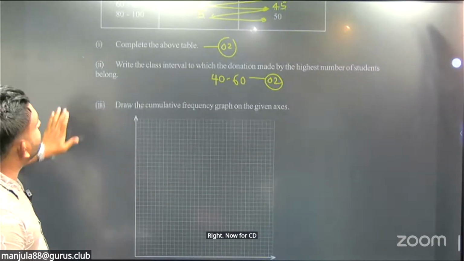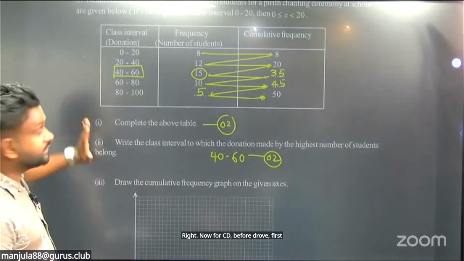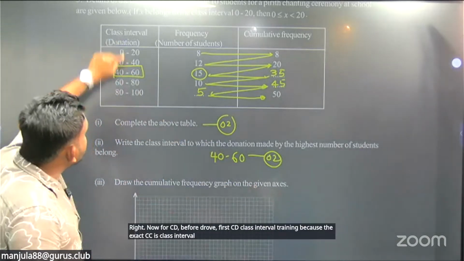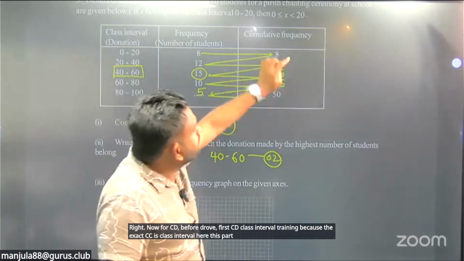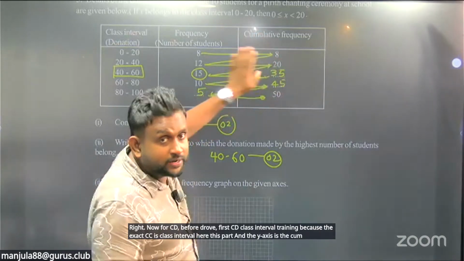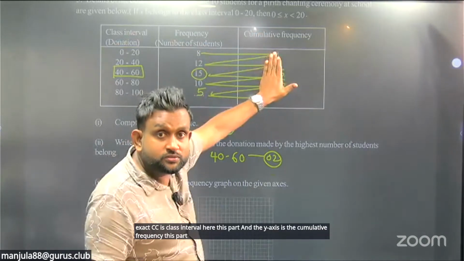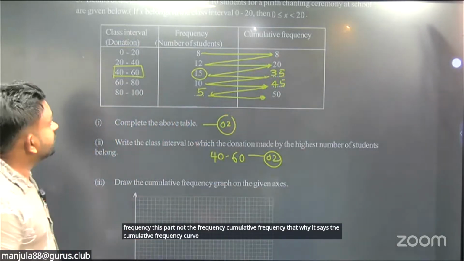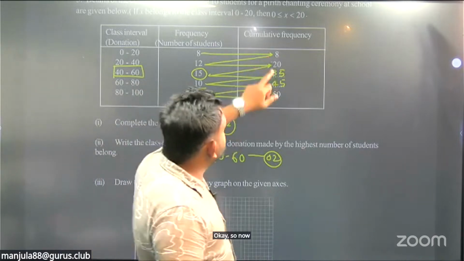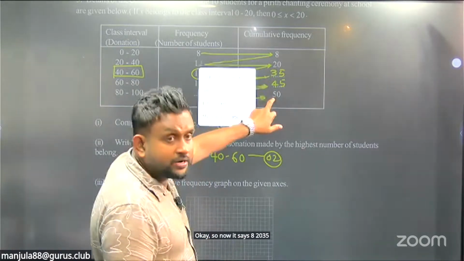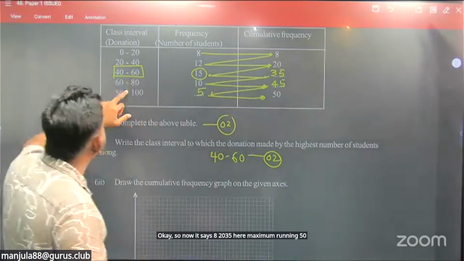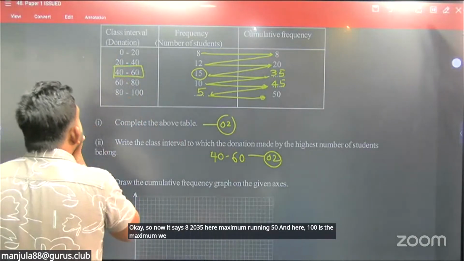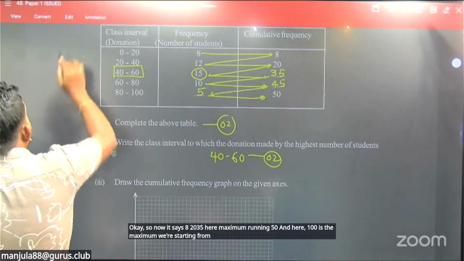Before drawing, first see the class interval, because the x-axis is class interval here, and the y-axis is the cumulative frequency, not the frequency. That's why it says the cumulative frequency curve. Okay, so now it says 8, 20, 35. Here the maximum running is 50, and here 100 is the maximum, starting from 20, 40, 60, 80, right?